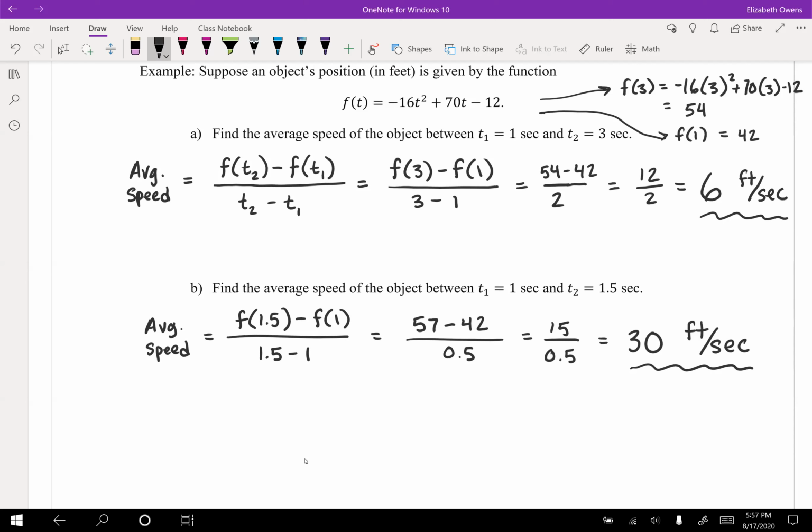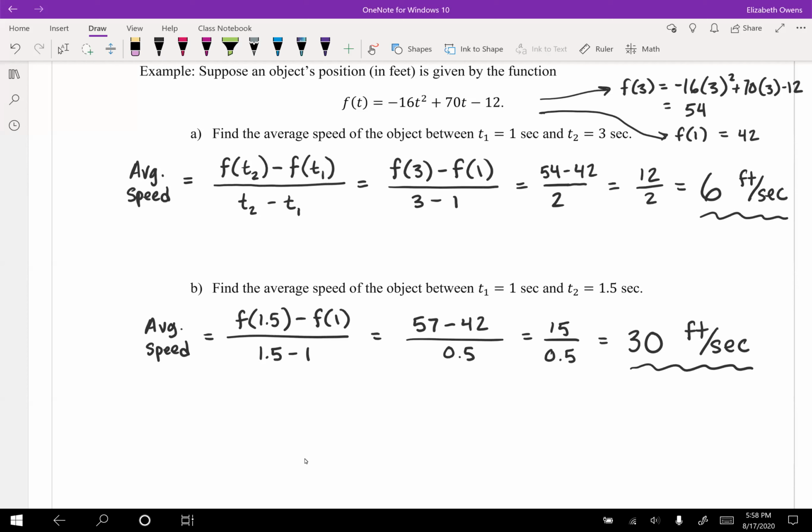So the average speed is pretty different over these two different time intervals. Over these 2 seconds in part A, we were traveling at an average of 6 feet per second. Over this half second interval in part B, our object is traveling at an average of 30 feet per second, so way faster. And this is the same object, so during that first half second included in this interval, the object was moving a lot faster. Interesting.